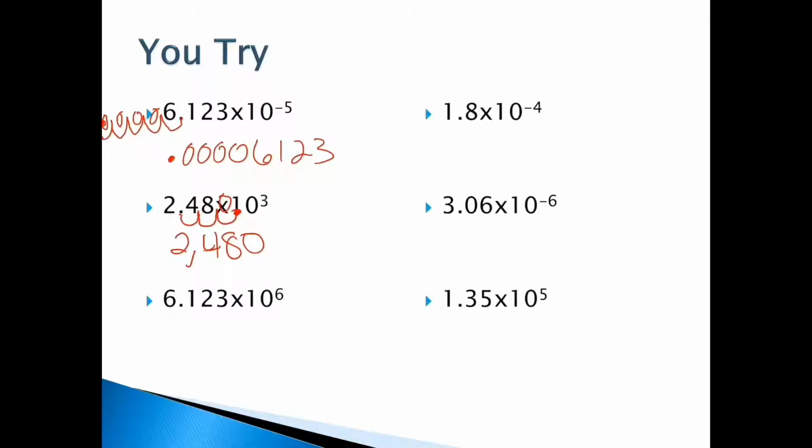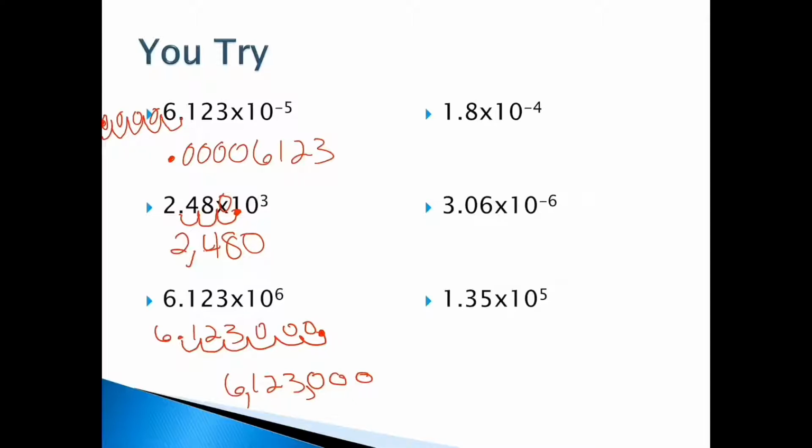All right, next one, 6.123 times 10 to the 6th. Our exponent is positive, means we're going to move it to the right, and we're going to have a number bigger than 1. So we have to move our decimal to the right 6 spaces. So let's do that. 1, 2, 3, 4, 5, 6. Fill in your zeros. Rewrite your numbers so that it looks pretty. Add your commas. Well, we have 6,123,000.